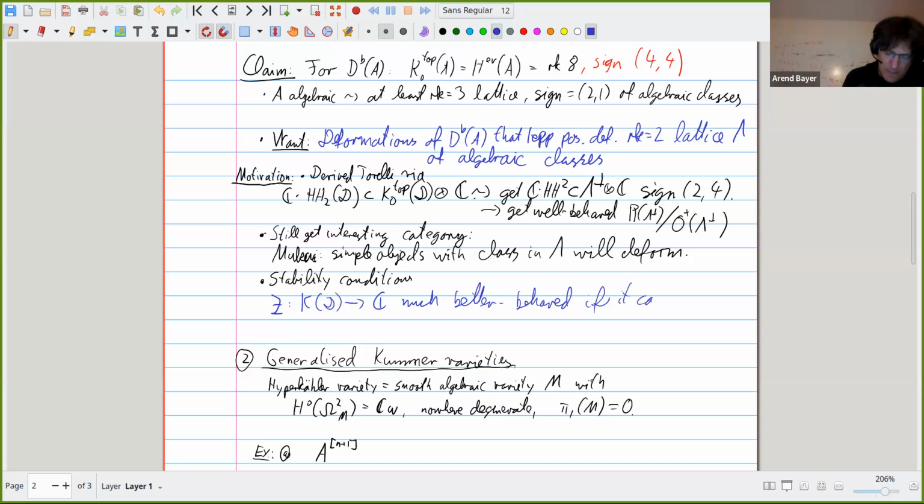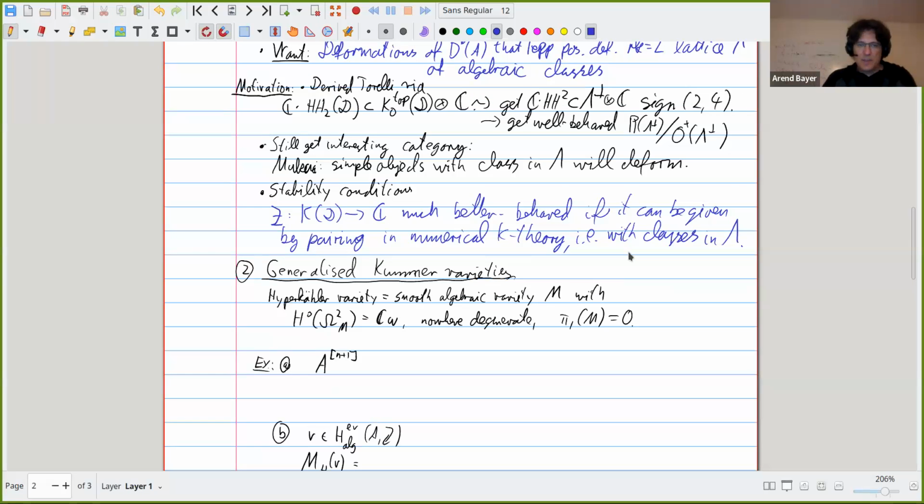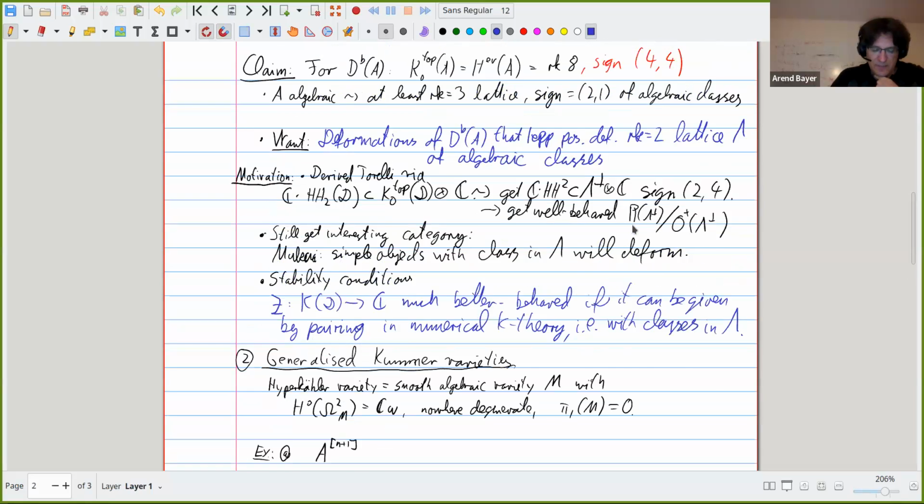So this is much better behaved if it can be given by a pairing with classes in numerical K theory. And in our case, this can be given with classes in lambda. Right, and so in that case, we know that the moduli spaces come with polarizations and so on, and base change behaves better.